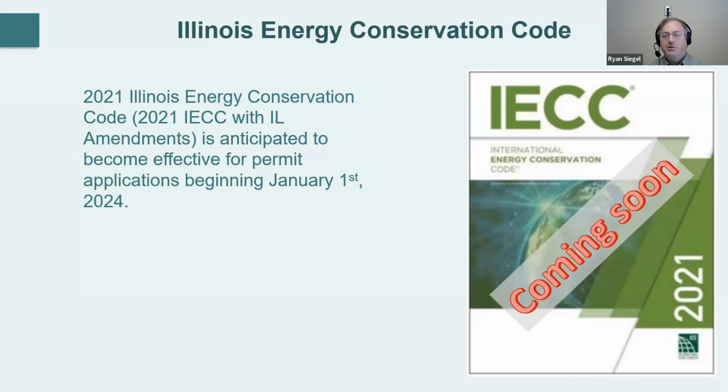Those permit applications for remaining in 2023 would still follow the 2018 IECC, along with these state amendments. So for those people who may have projects that aren't sure if they're going to make it or not, or which they want to design for, if they want to design to the 2018, they need to make sure to get their permit applications in soon.